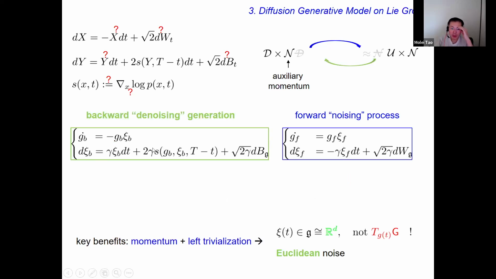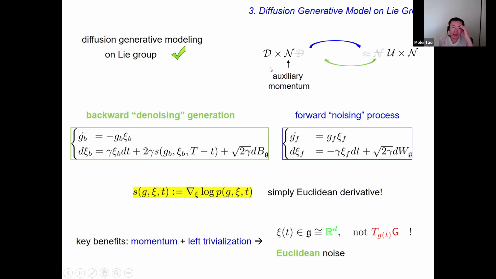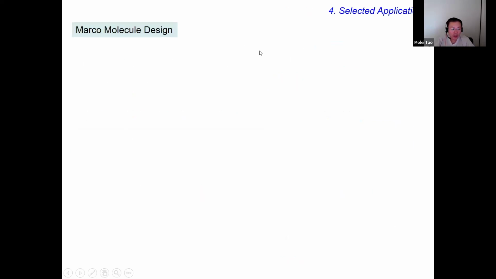All you have to do is add a Euclidean score function, because this Cauchy variable is completely Euclidean. So you just use exactly what you use in the Euclidean situation. You don't have to worry about the manifold at all, and then you can go back and do generative modeling on a Lie group using a diffusion approach. Okay, so that's the methodology. Let me quickly wrap up by flashing over some applications.